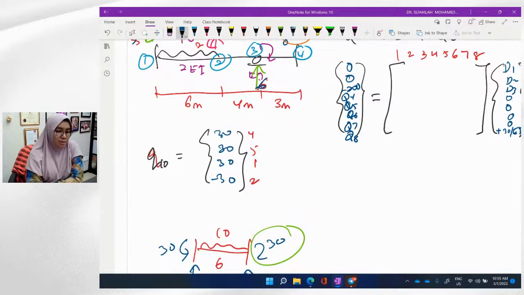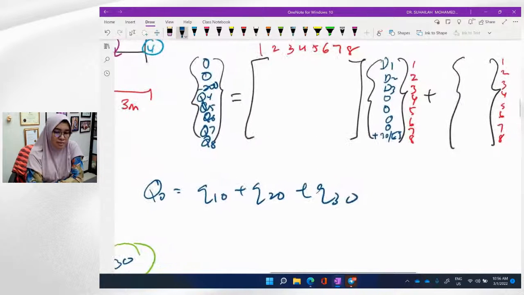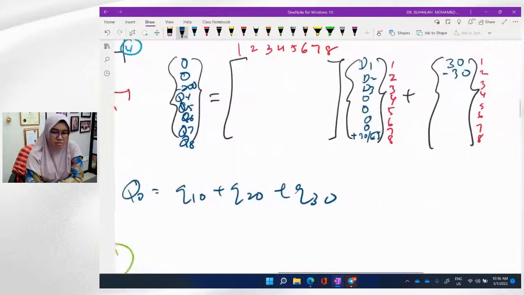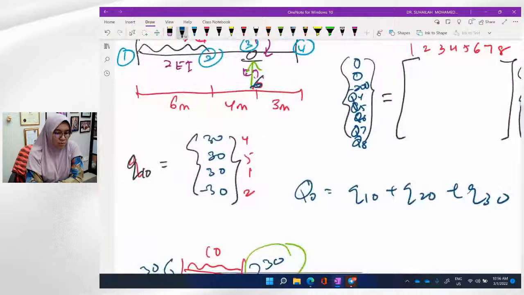Remember that Q naught is equal to Q1 naught plus Q2 naught plus Q3 naught, and Q2 naught and Q3 naught are all zero because no force is subjected on any member except element number 1, member AB. So we have 1, 2, the value here is 30, negative 30, and then 0, 0, 5, 6, 30, 30, 0, 0.